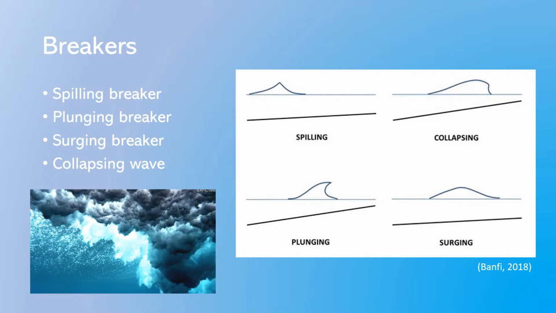Plunging breakers occur on steeper gradients or in locations where there is an abrupt change in topography, such as a sandbar or reef. The crest is hurtled forward, plunging into the trough, releasing the majority of its energy on impact.